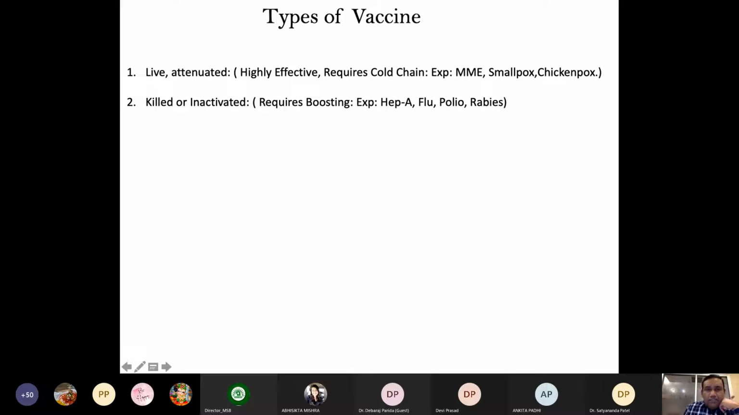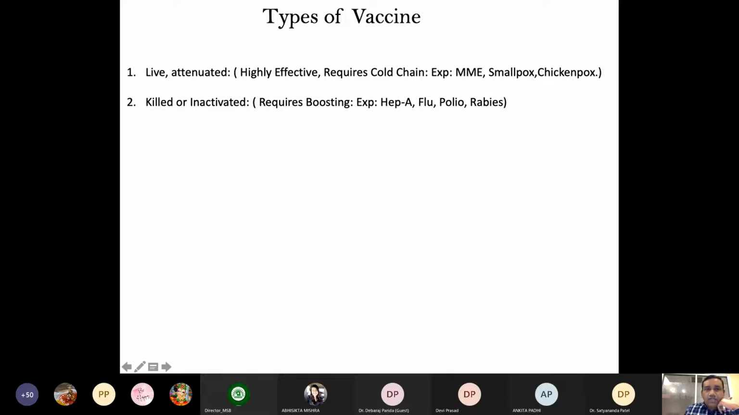This vaccine is highly effective, but it requires a cold chain, which is one of the drawbacks for this kind of vaccine. In remote places where there is no electricity and there are transportation problems, the cold chain creates a problem. But this is a more effective vaccine, and some examples are the smallpox and chickenpox vaccines.